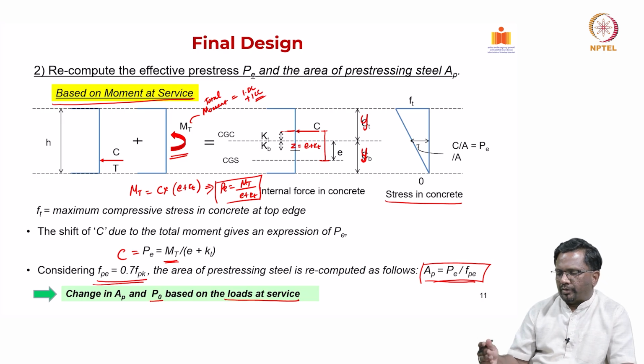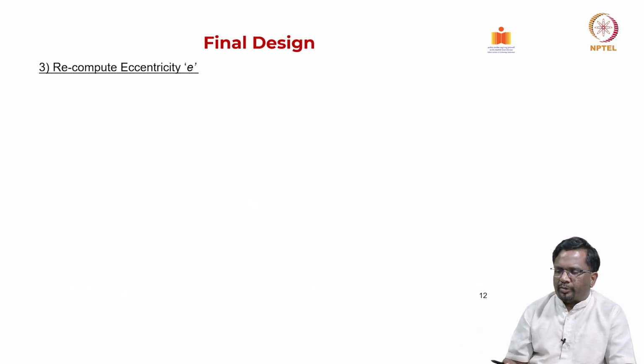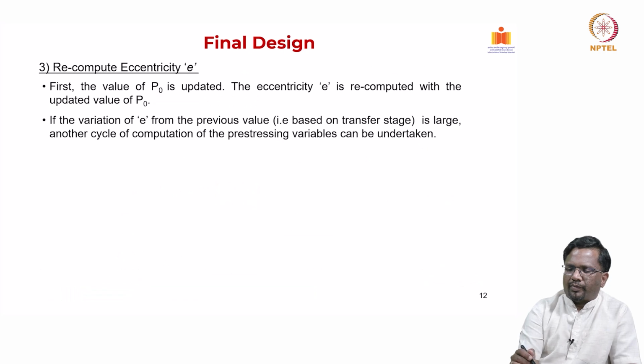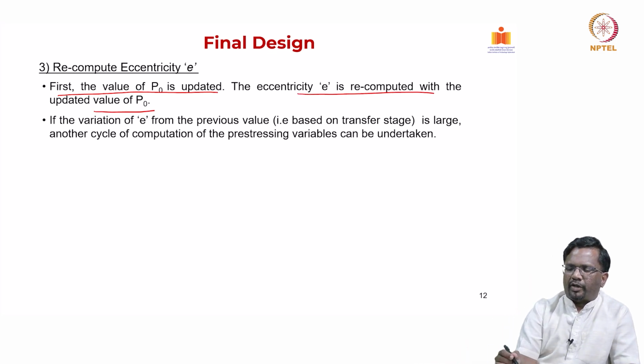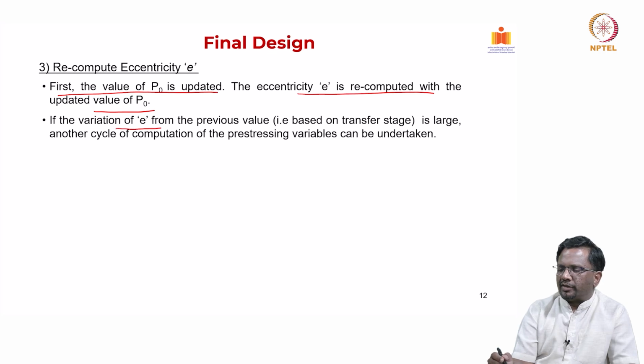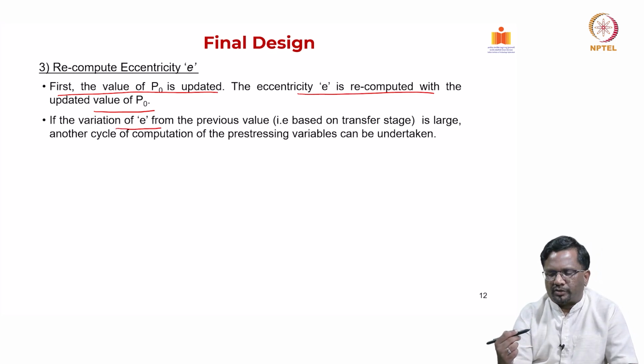Okay. So, now based on the service conditions, the previous calculations in AP and P naught have to be updated based on the latest service conditions, moment calculations at service condition, right. So, now let us see how do we recompute the eccentricity. Again, the value of P naught is updated. Now, that effective P is updated and the eccentricity is recomputed with the updated value of P naught. If the variation of the eccentricity from the previous value is large, then one more cycle of computation is to be done. So, this is an iterative process.